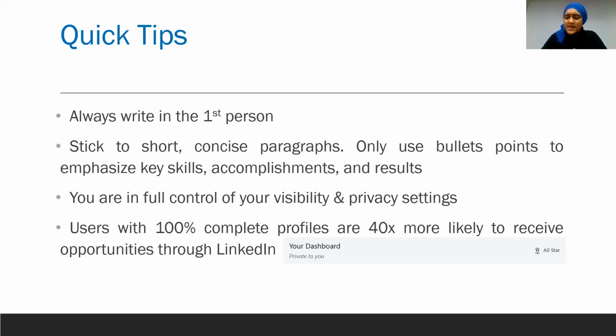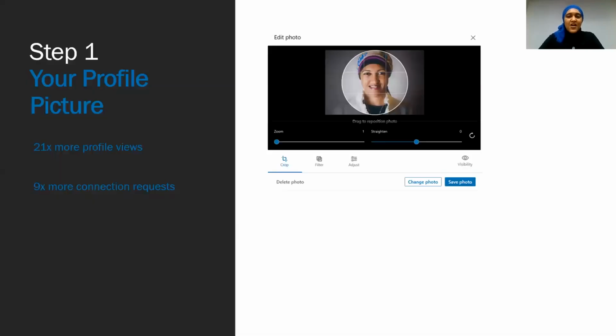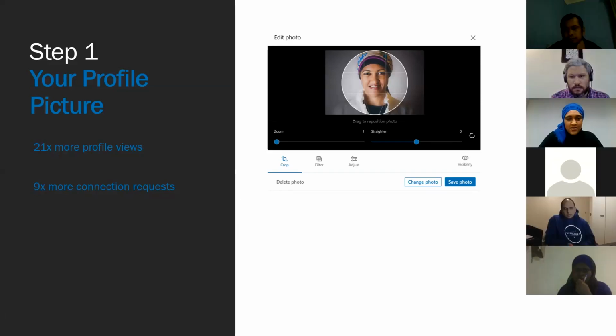Right, so let's get straight into it then. We've got a 10-step process and we've got some really nice bonus tips for you as well. The first one is your profile picture. Now, users with a profile picture have 21 times more profile views, and they have 9 times more connection requests than users without.